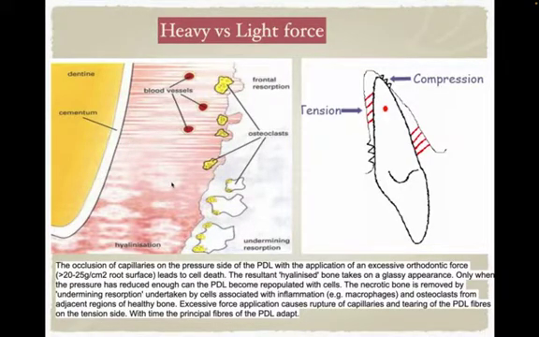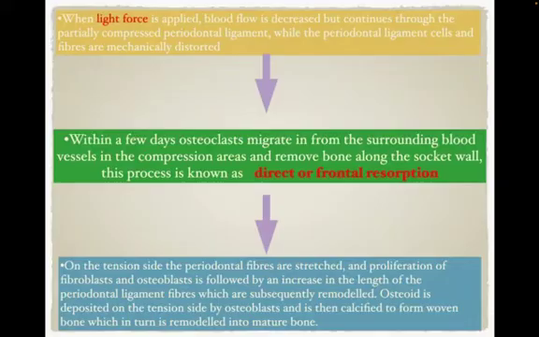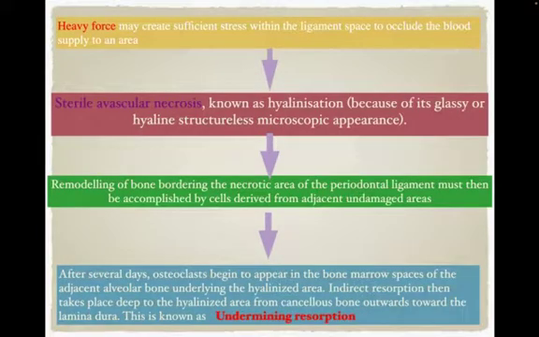So what's going to happen when you apply a heavy force, the tooth will displace into the socket and then stop. There will be no movement until the monocytes come from the blood vessels of the neighboring area, differentiate into osteoclasts, and then start resorbing the bone from the opposite direction until they reach this area. Then the tooth will move in one jump, because they resorbed all the bone, and all of a sudden the tooth will move. That's the difference between the heavy force and the light force.